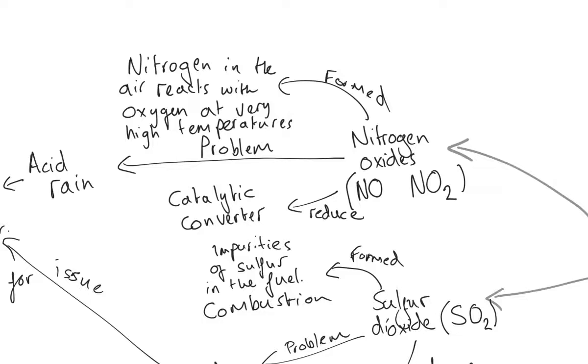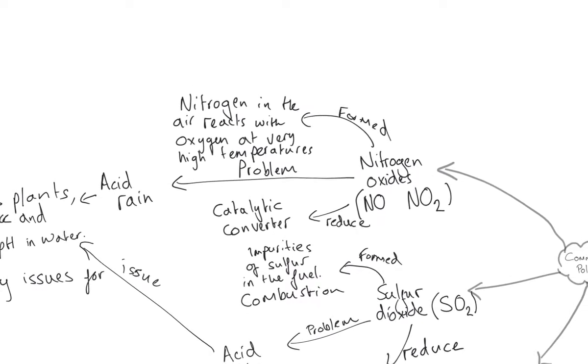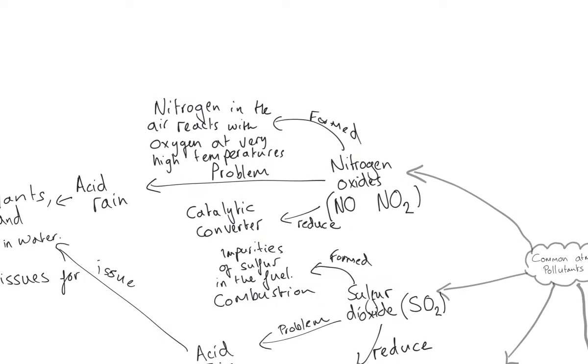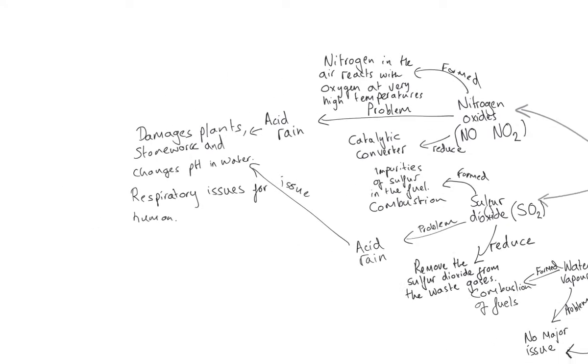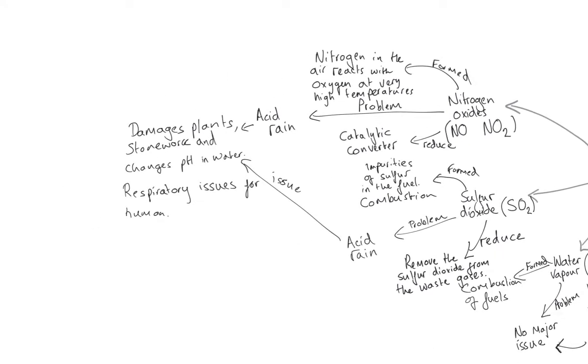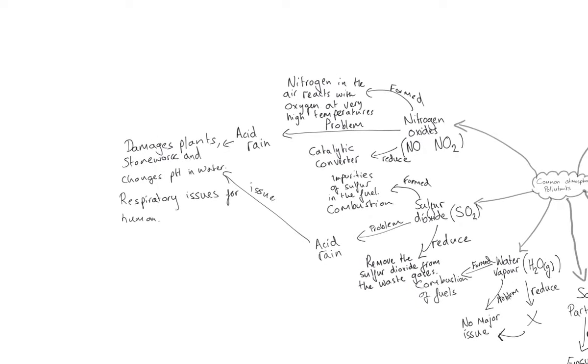You don't need to know much about that mechanism or how that happens. You do need to know more about it if you do A-level chemistry, and it is interesting how it works, but we're not going to go into any details now. So nitrogen oxides and sulfur dioxide are the things that cause acid rain, which has become more of an issue since the Industrial Revolution, so maybe not super recent years.